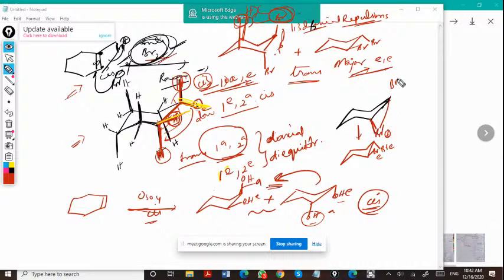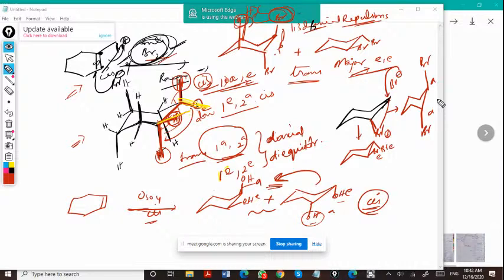And another bromine is attacked from the upside. So what could be the product? This is from the upper side, so it must be upside. This is coming downside, so it must be this. So what happened? A diaxial system was developed.